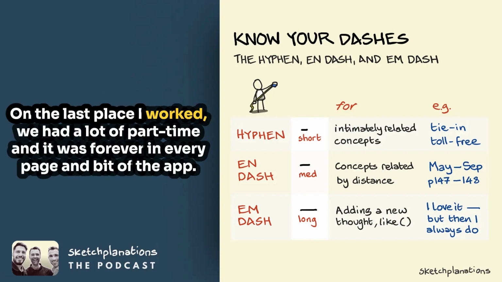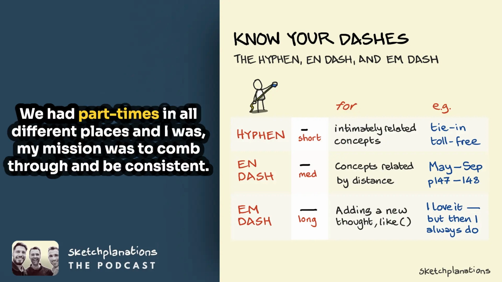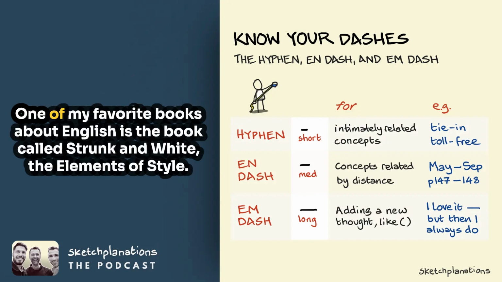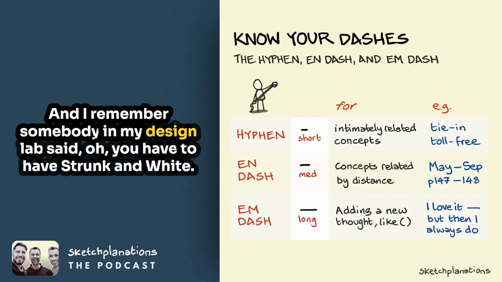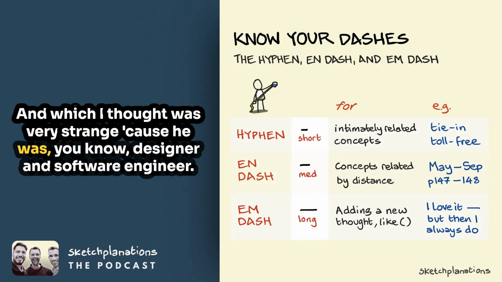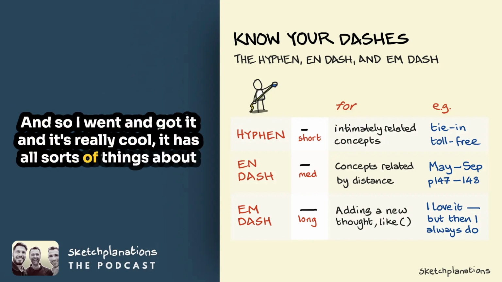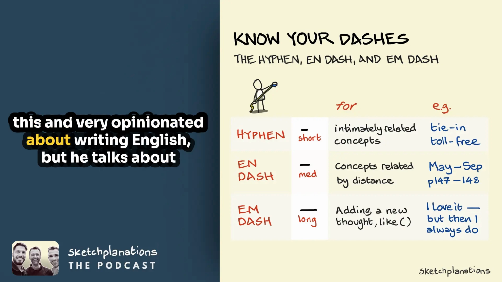From the last place I worked, we had a lot of part-time, and there was forever in every page and bit of the app. We had part-times in all different places, and my mission was to comb through and be consistent. Wow. One of my favourite books about English is the book called Strunk and White, The Elements of Style. I remember somebody in my design lab said, you have to have Strunk and White, which I thought was very strange because he was a designer and software engineer. So I went and got it, and it's really cool. It has all sorts of things about this, and is very opinionated about writing English.